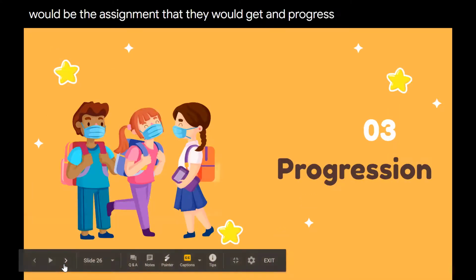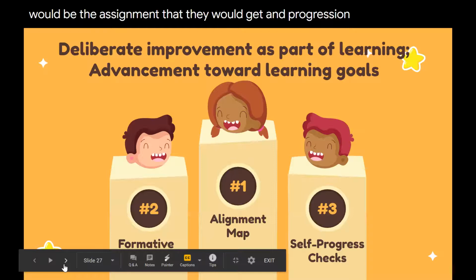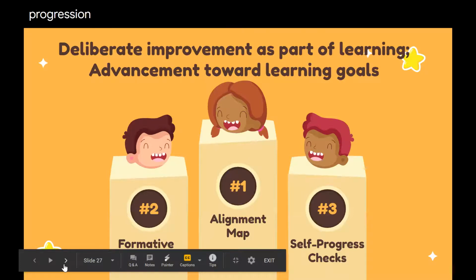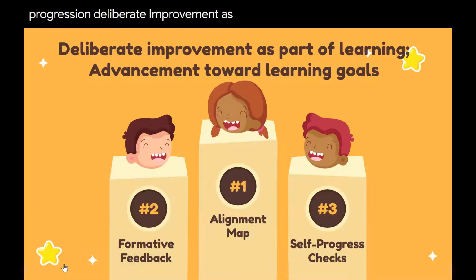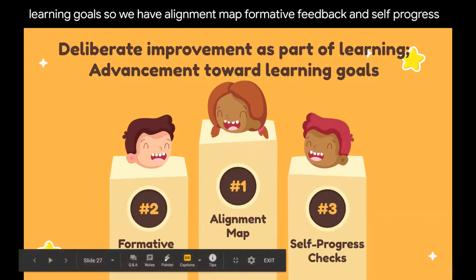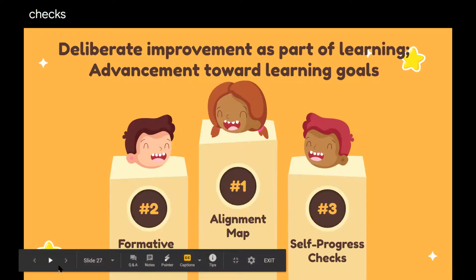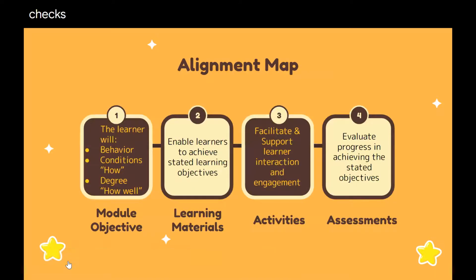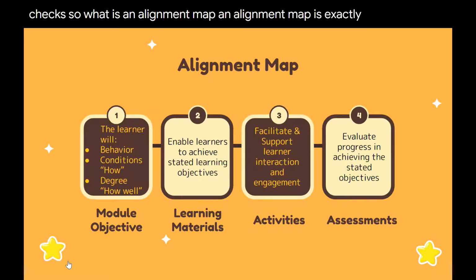And progression. So what is progression? Deliberate improvement as part of learning, advancement toward learning goals. So we have alignment map, formative feedback, and self-progress checks. So what is an alignment map? An alignment map is exactly what it sounds like.